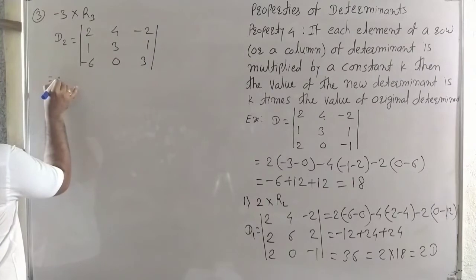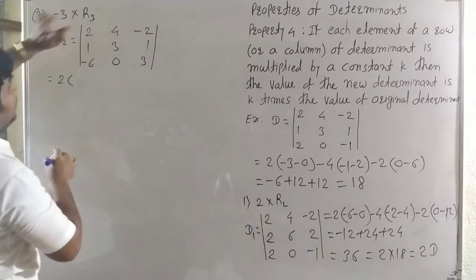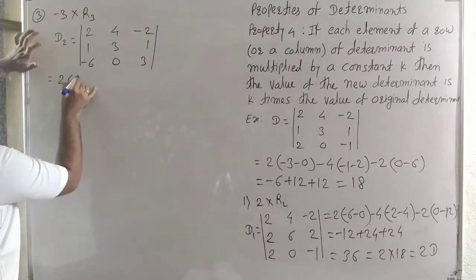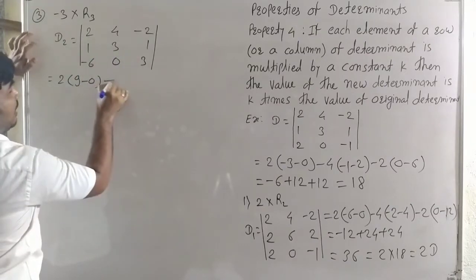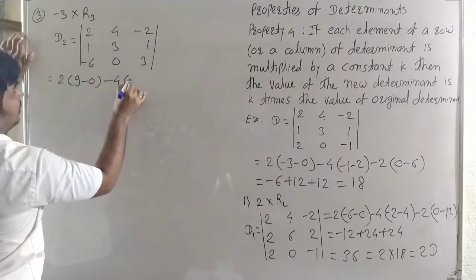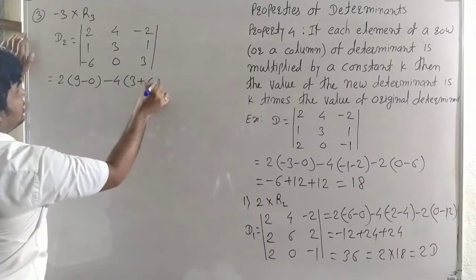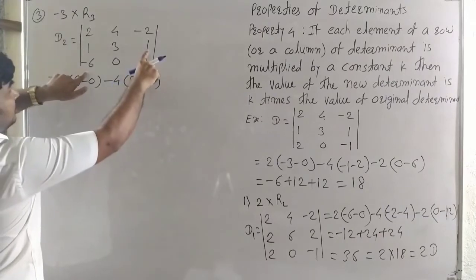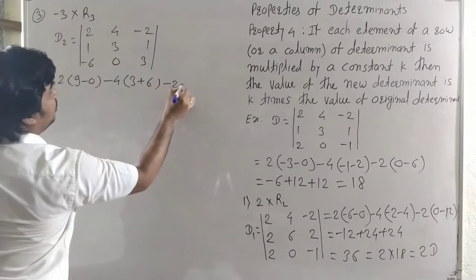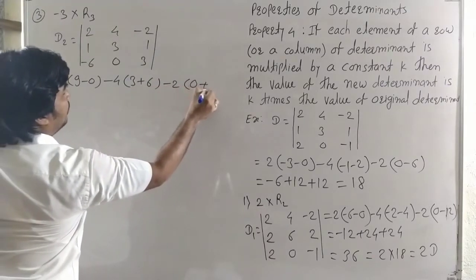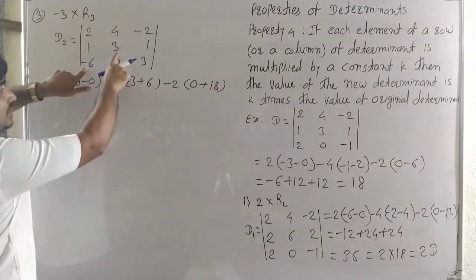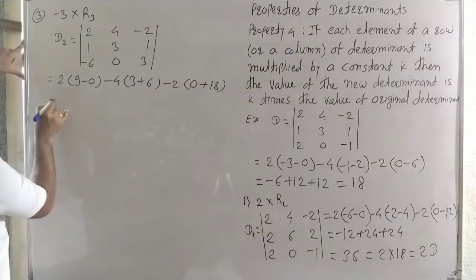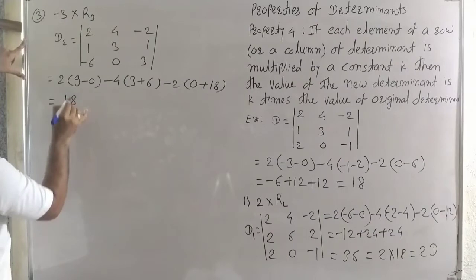Then it is 2 into, find the value of the determinant, 2 into 9 minus 0, minus 4 into 3 plus 6. It is 3 and it is plus 6. Minus 2 into 0 plus 18. See carefully, 0 minus minus 18, that is plus 18. And then the calculation, it is 18.